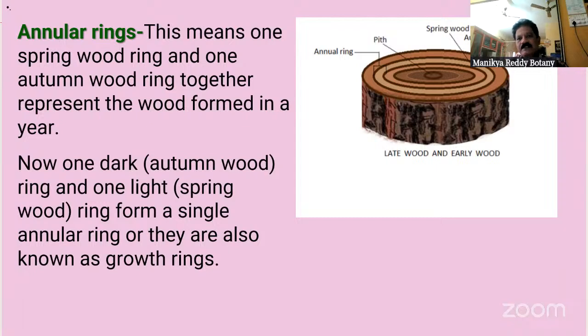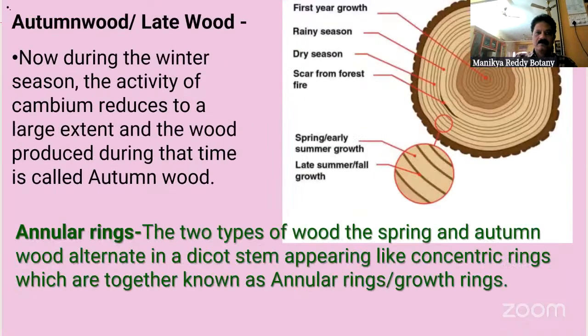This branch which deals with the age of the trees is called dendrochronology. Dendrochronology is a branch of botany which deals with the age of the trees by counting the annual rings or growth rings. So this is about annual rings. See, autumn wood is a late wood. During winter or during autumn, very less amount of wood is formed, that is dark in color.